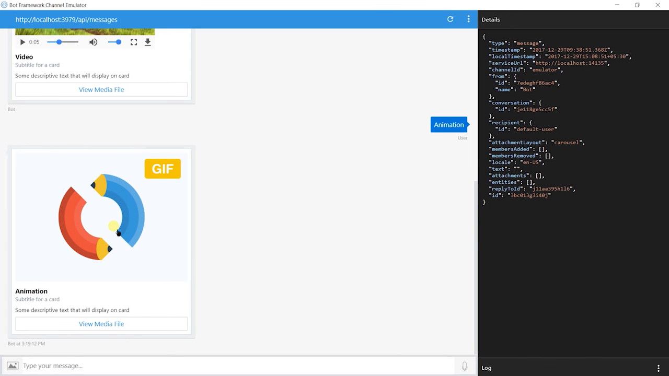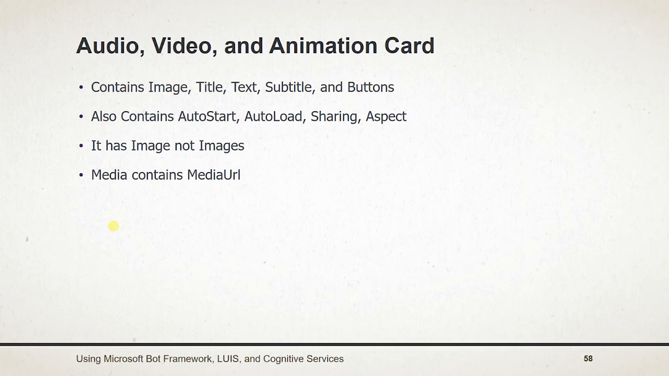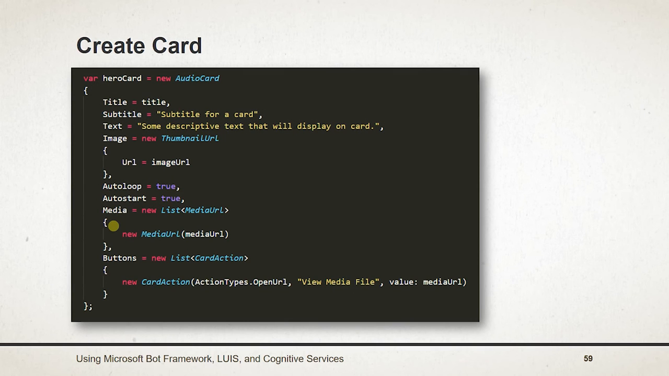Let us see what we have learned in this session. By using audio, video and animation cards, we can send even richer content. The media property contains a list of media URLs that will be displayed in the bot. Here is a simple example of an audio card. The other two cards have the same properties. We just need to change the class name only.